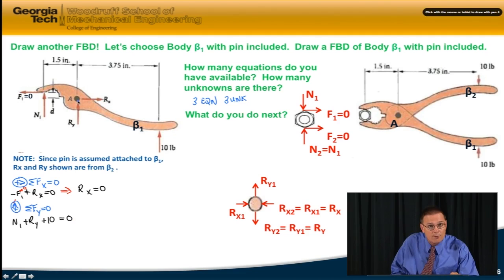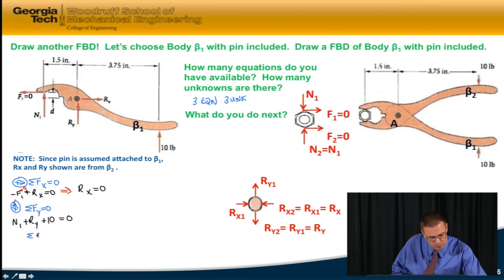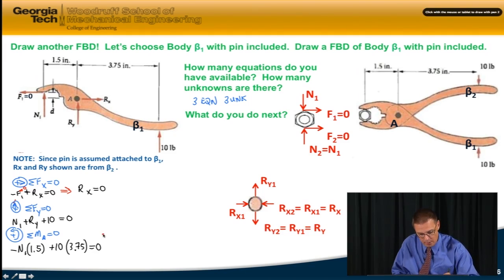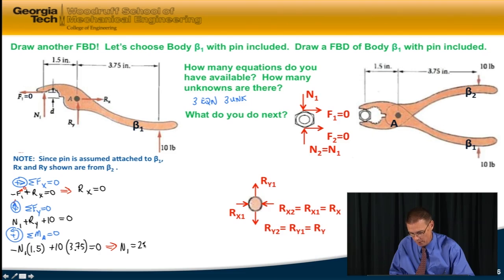I'm going to go ahead and sum the moments about point A so I can solve for N1 directly. So I'll sum moments about point A, set it equal to 0. And I'm going to get N1 causes a clockwise rotation. That's opposite my sign convention. So it's minus N1 times its moment arm, 1.5. And then I've got 10 causing a counterclockwise rotation. So that's 10 times its moment arm of 3.75 equals 0. And so if I solve that, I'll find that N1 equals 25.